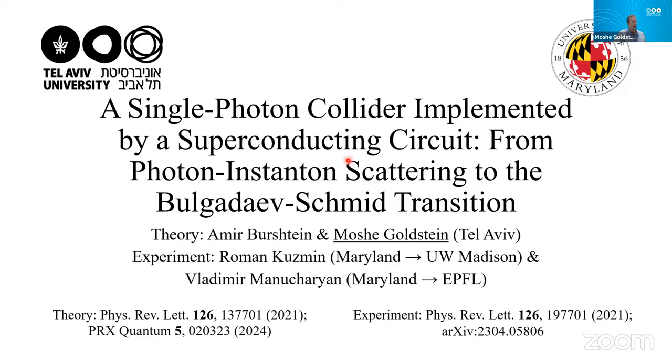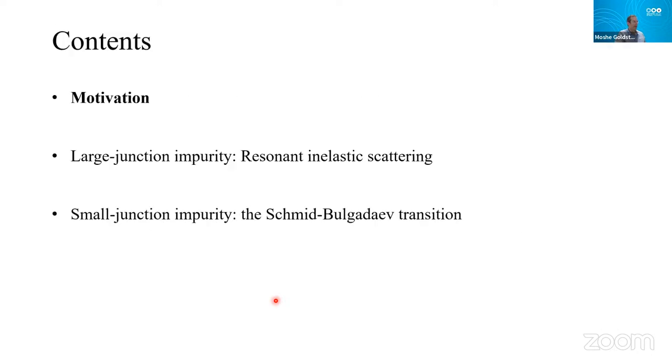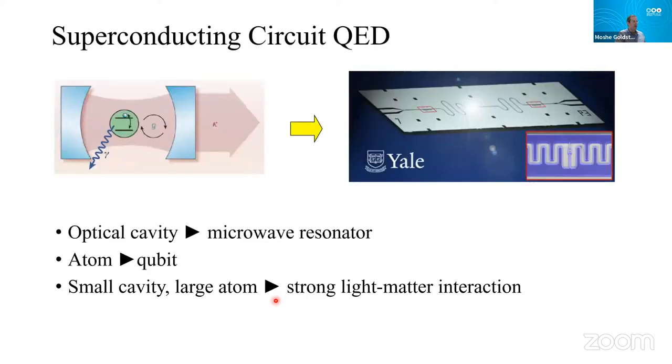This is at Tel Aviv, where we have been doing the theory part, mainly led by my PhD student, Amir Goldstein. And this is together with experimentalists who worked in Maryland and then moved to other places, Roman Kuzmin, Vladimir Manucharyan, and their group members. The works I'm going to tell you about are published in a few papers, and some more are about to come out. So let me start with some motivation or general introduction.